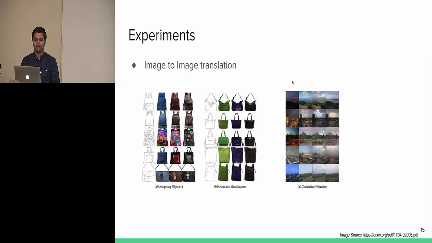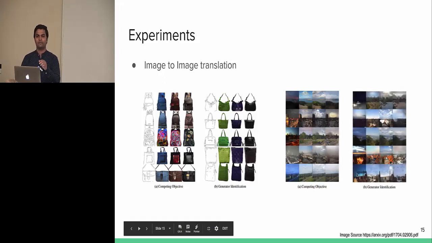So again, the conditioning of the generator here is the input in column 1, and these are the images that are generated by 3 different generators, and this is when the competing objective is used.